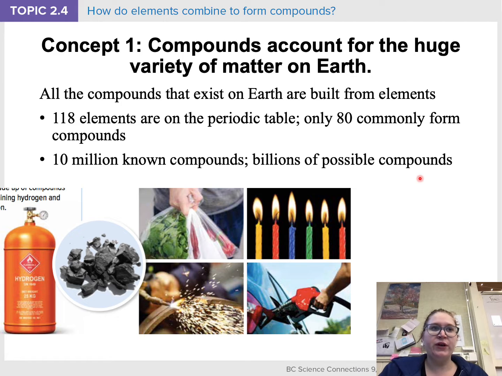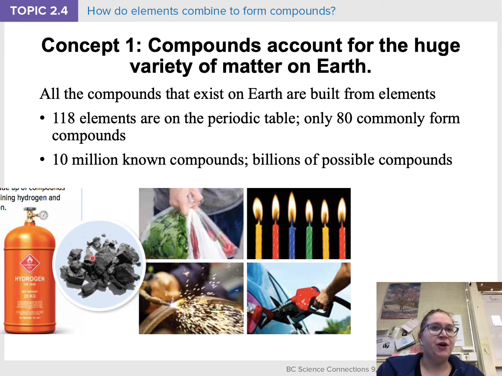So for example, here is hydrogen, which is a gas, and here is carbon. Carbon can form a few different solids like diamonds, but this one is called graphite. Putting hydrogen and carbon together can result in tons and tons of different compounds. So you can find what's called hydrocarbons, because hydrogen and carbon.